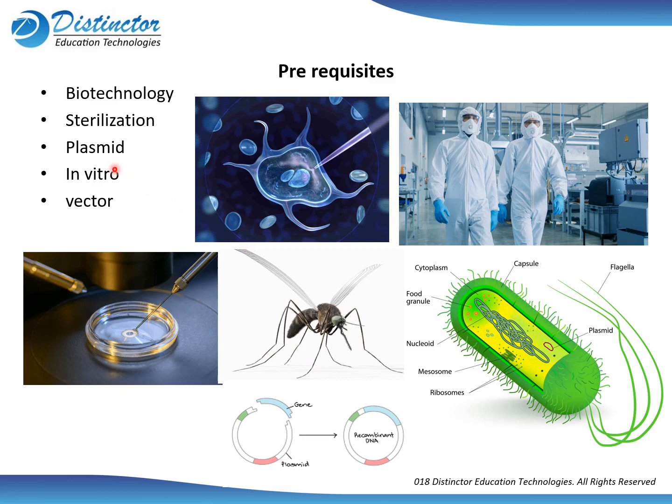The next one is in vitro. What is in vitro? In vitro means doing a process on a laboratory scale. Whereas a process which happens inside the body is called in vivo. If a particular process happens inside the body, it is called an in vivo process. When we try to do that process in a laboratory, it is called an in vitro process. One example is the fertilization process.